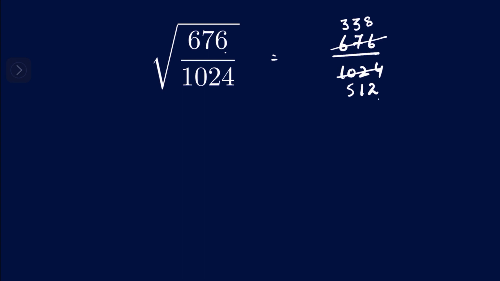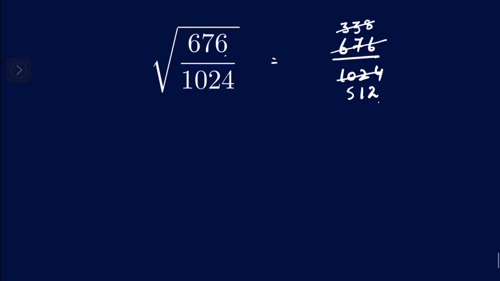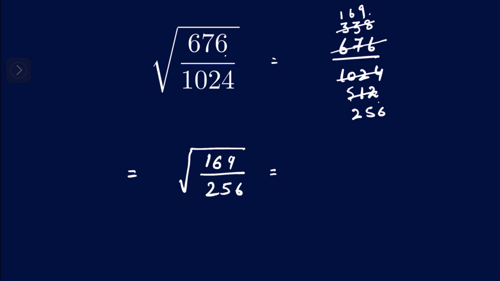Again, the unit digits are even numbers, so we can again reduce it. So divide both the numbers by 2. Now here we have an odd number, here it is an even number, so we cannot further reduce it. Now we can write it as 169 upon 256. Now if you remember, square of 13 is 169, or you can find the square root of 169 upon square root of 256 and then find the answer.